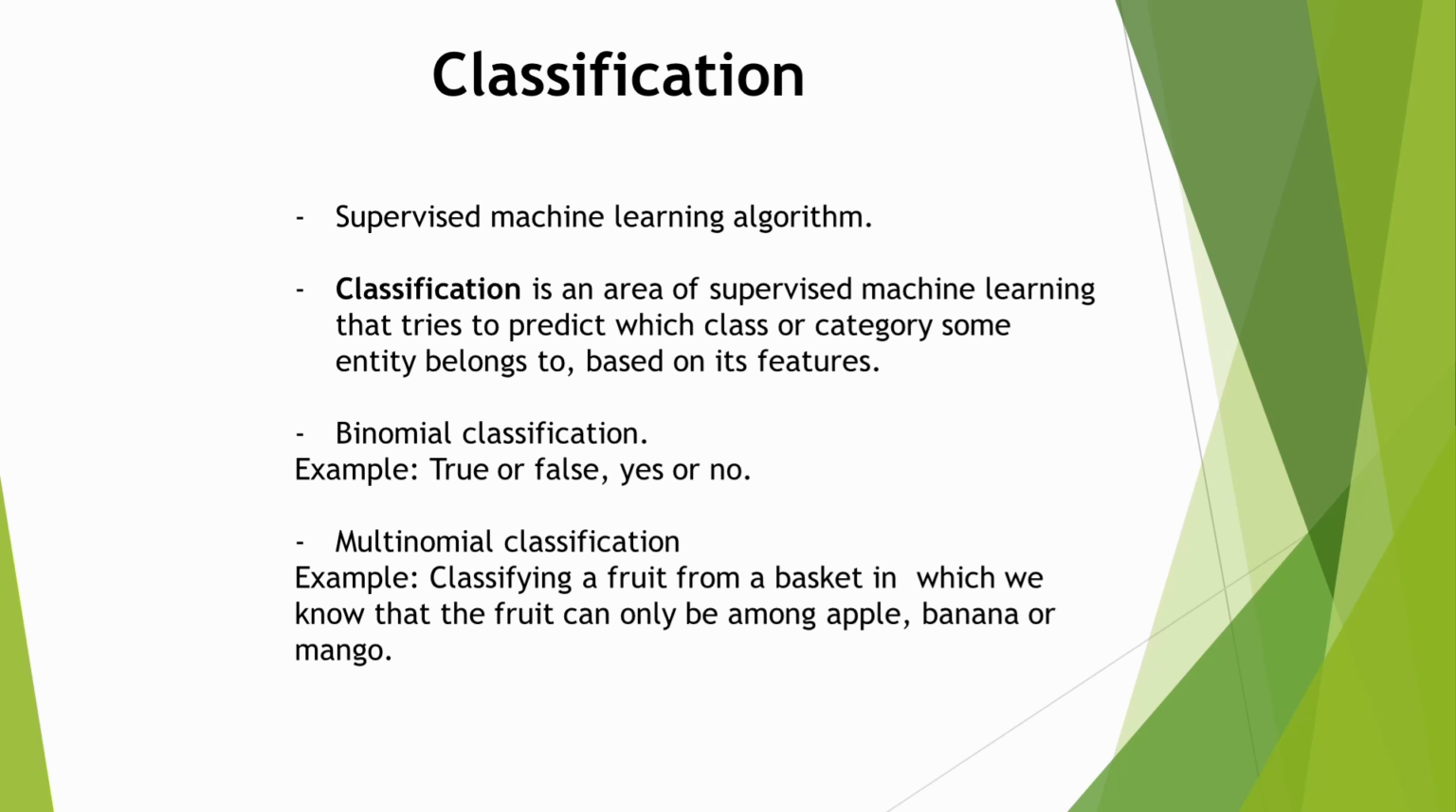For example, if we are classifying a fruit from a basket, and we know that in that basket we just have apple, banana or mango, this tells us that there are three classes present in our output. So this is called multinomial classification.